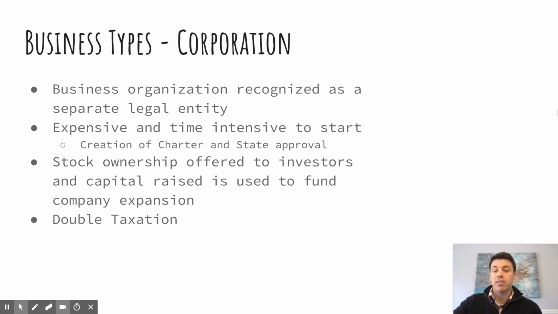Now, the positive is obviously the separation of liability, but the negative is double taxation. Meaning that the company itself is taxed on its profits, but then all the individual investors who own the stock are also taxed on their capital gains. So you get the double taxation piece when you're looking at a corporation.